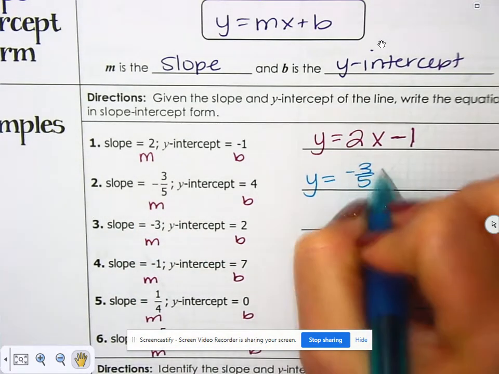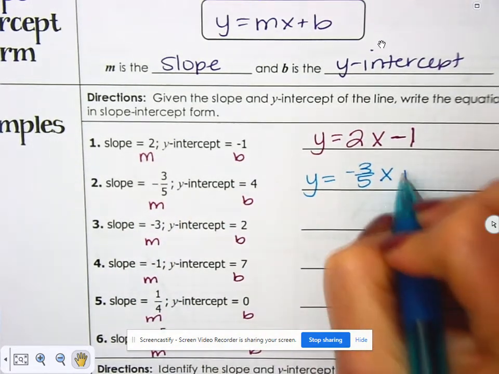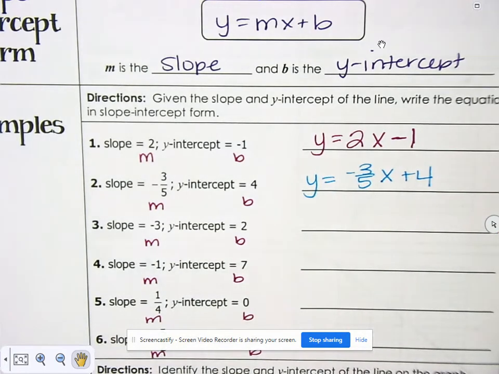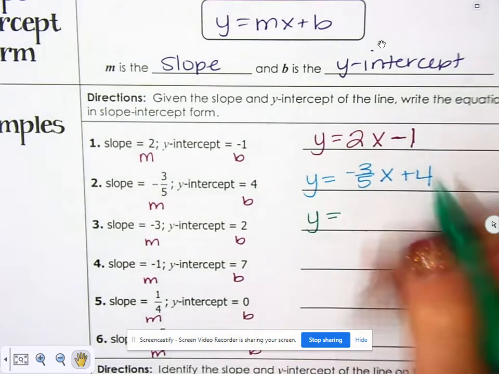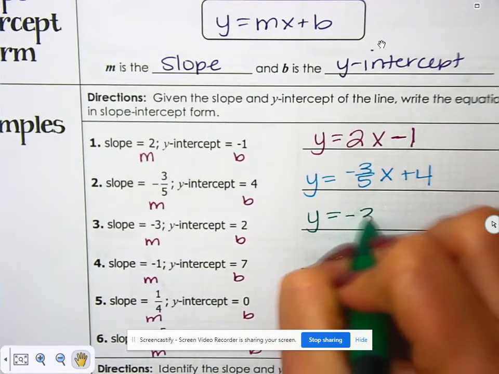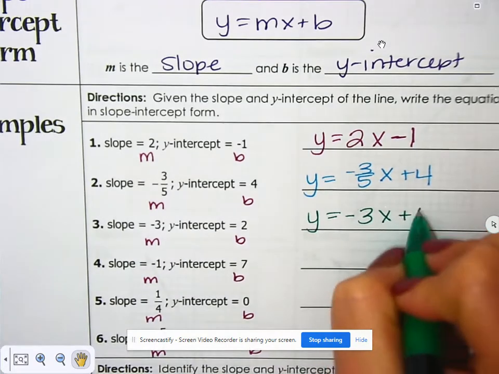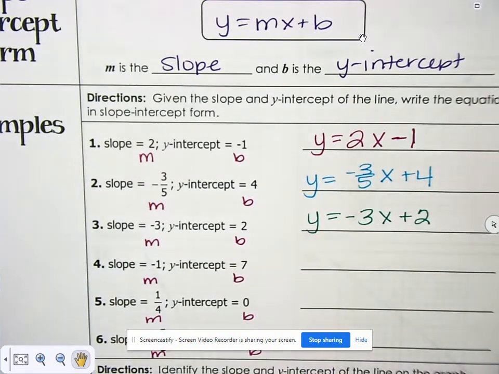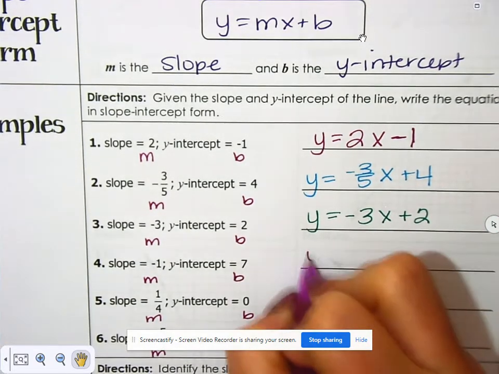Always start with y equals, my m here is -3/5x, and then plus 4. Y equals -3x plus 2.